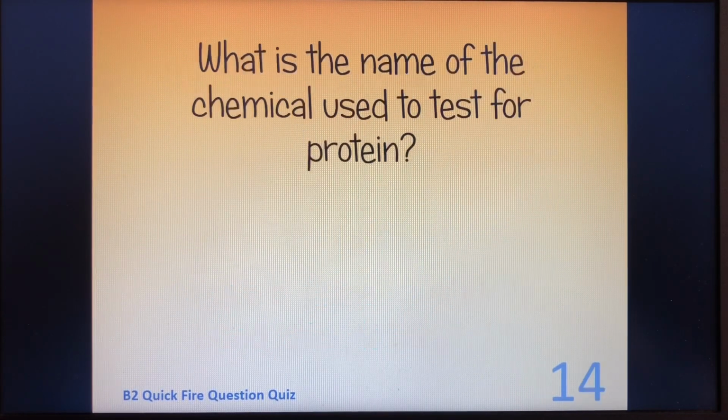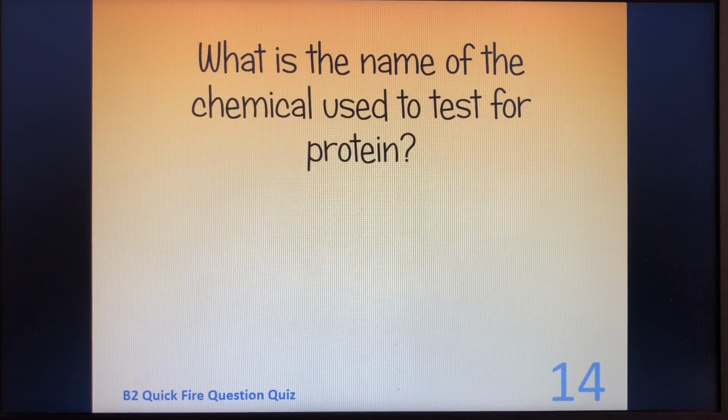Okay, question 14. What is the name of the chemical used to test for proteins? We've got a food test now. It's a chemical that goes purple for protein. That was another bit of alliteration to help us remember there. So what is the name of that chemical?